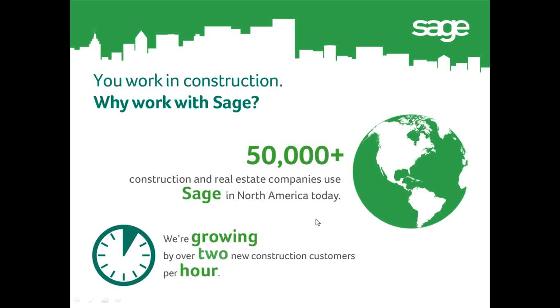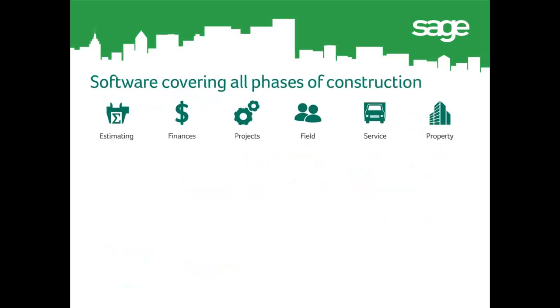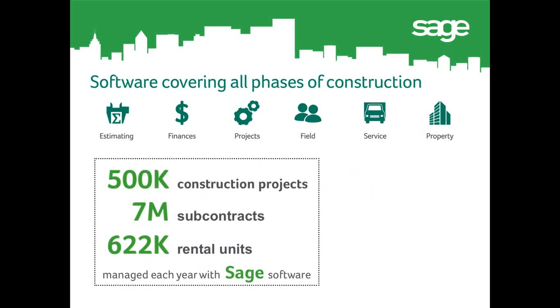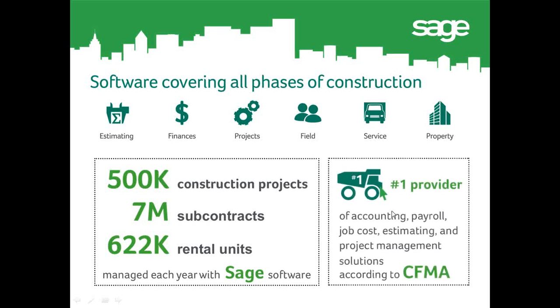They offer solutions from a very low-end entry level to a very high-end sophisticated application like the Sage 300. We've got software that covers all phases of construction for you, so we can start way back in the design, estimating, finance, project management. We can get to service. When Sage looks at their customers, they're looking at about 500,000 construction projects per year, 7 million subcontracts, and then a high number of rental units if we're in the property management world.